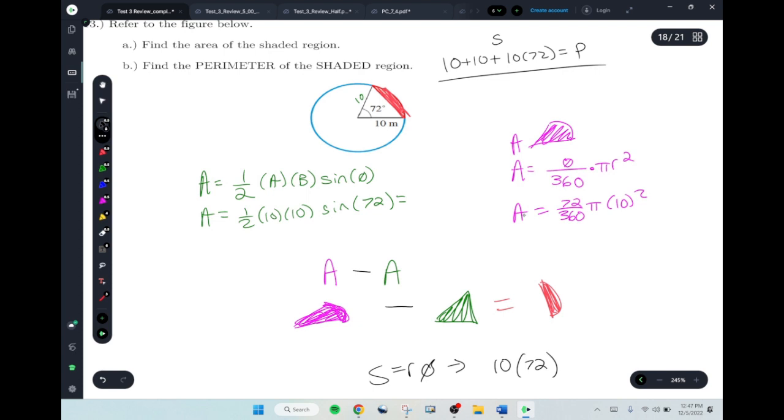Because S equals R theta, where S is the curve length, R is your radius, and theta is your angle. And so that would be the perimeter. Oh, that's not of the shaded region.